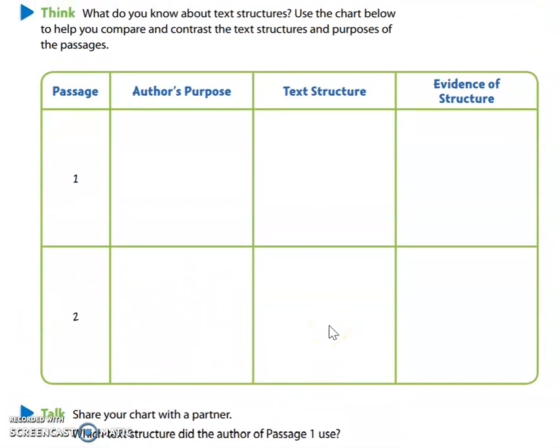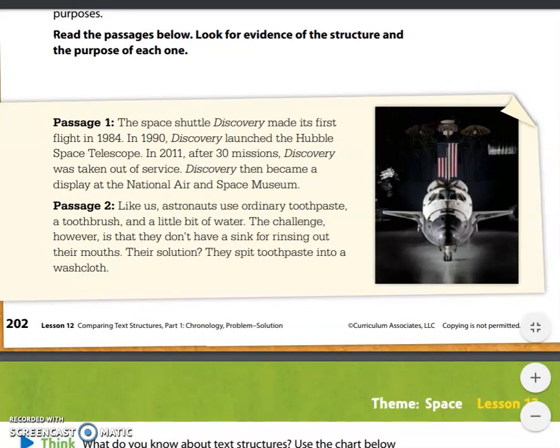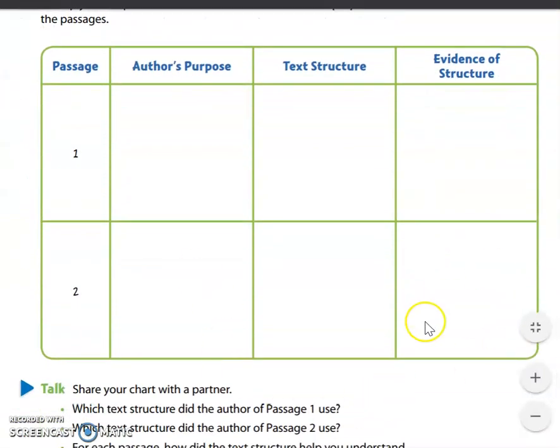The text structure, it gave me a problem. We already said that the problem was that they didn't have a sink. It also gave me a solution. It told me that they spit their toothpaste into a washcloth. So I am going to say that this text structure is problem and solution. I am going to write that here in my chart. What is my textual evidence? I am going to go back to my text, and I see my signal word challenge. I see my signal word however, and I also see my signal word solution. That is what I am going to write in my textual evidence box.